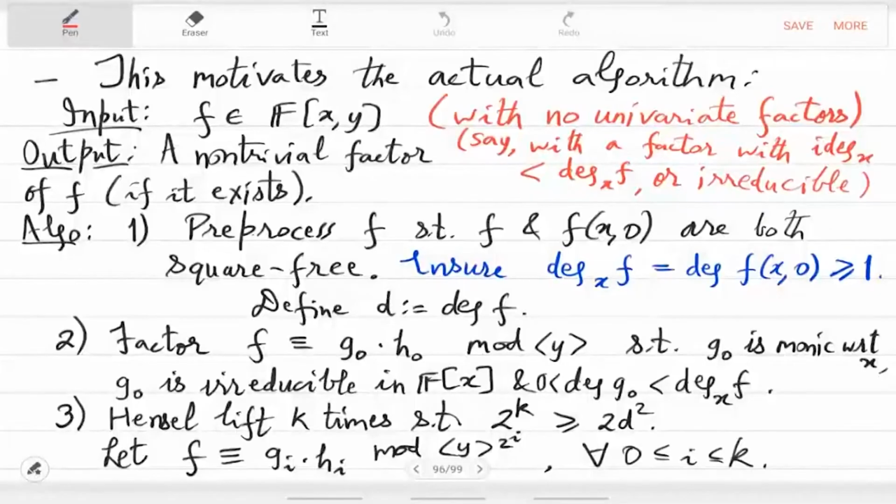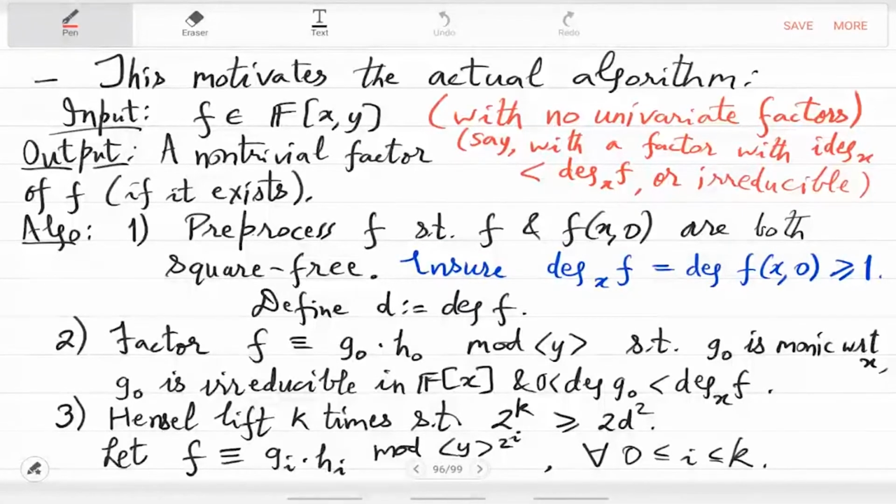If f is not square free, then you take GCD with the derivative and factor f. If f is square free but f at y equal to 0 is bad, then you shift, look at some other y equal to alpha. And that will also have the side effect of making the degree of f at y equal to 0 unchanged. It will be the same as the individual degree of f at x. So let's say the total degree of f is d.